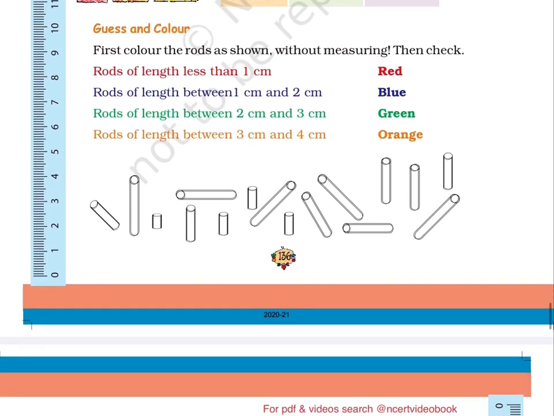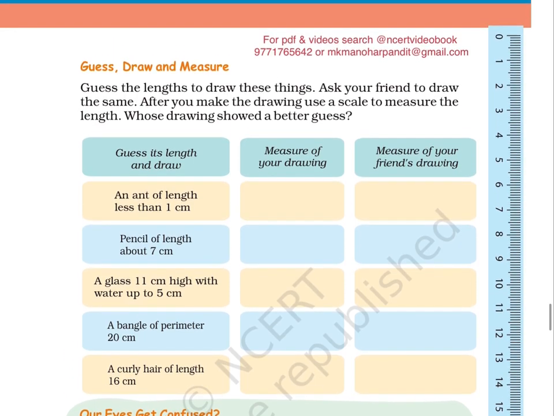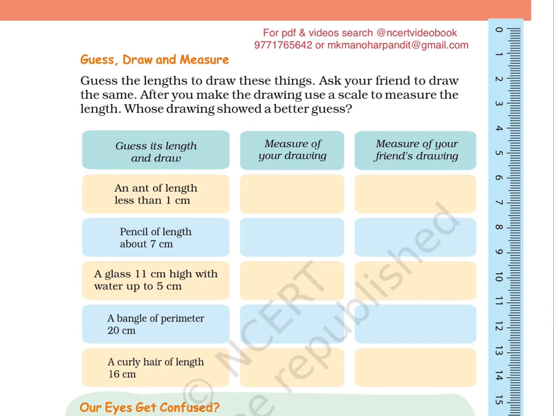Column 1 heading is Guess its length and draw. Row 1 says an ant of length less than 1 centimeter. Row 2 says pencil of length about 7 centimeters. Row 3 says a glass 11 centimeters high with water up to 5 centimeters. Row 4 says a bangle of perimeter 20 centimeters. Row 5 says a curly hair of length 16 centimeters.